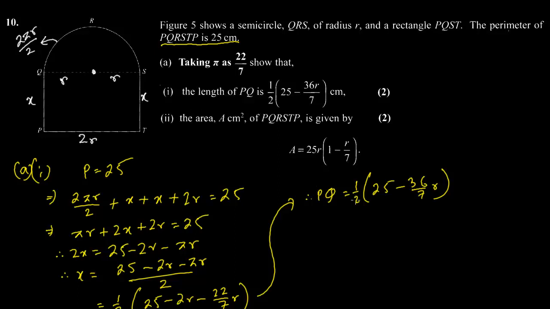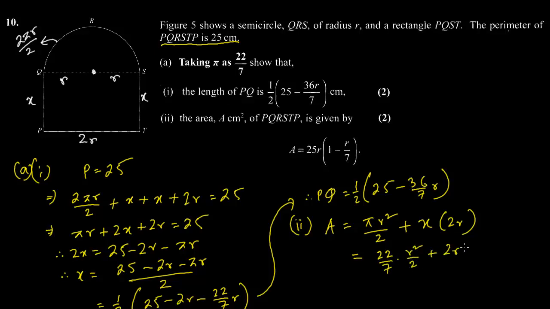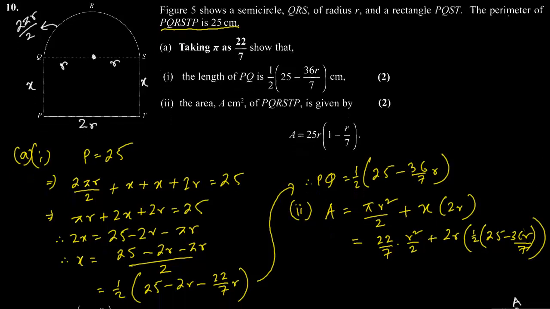Now we have to find the area of this region. So in number 2 here, the area of this region is going to be area of the semicircle, which is pi r squared divided by 2, plus area of this rectangle, which is length into breadth. Now if the length is x, and the breadth is 2r, so area of a rectangle is length into breadth, then we can replace this x with what we found before. Instead of pi, we can write 22 by 7, so this is r squared by 2, plus 2r, and instead of x, we can write half of 25 minus 36r by 7.